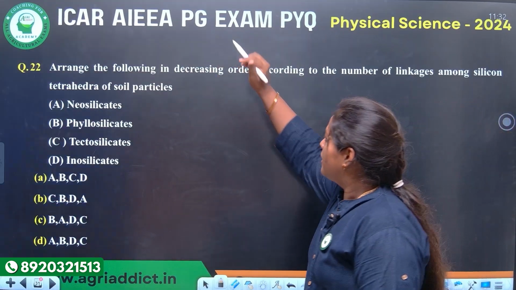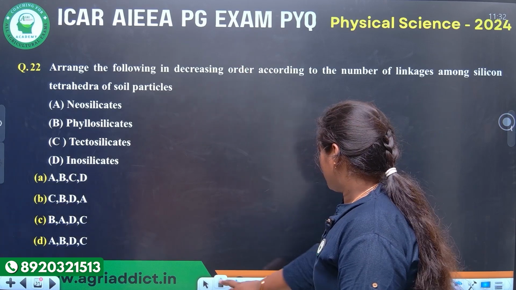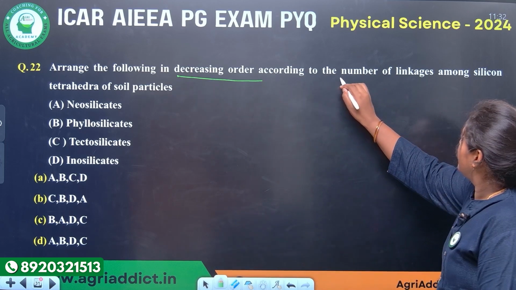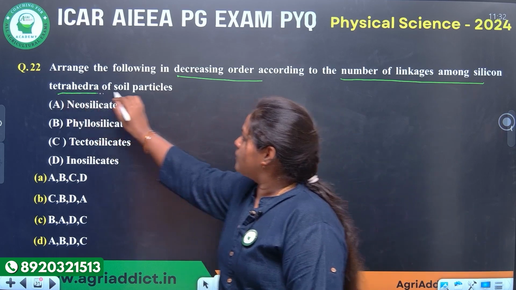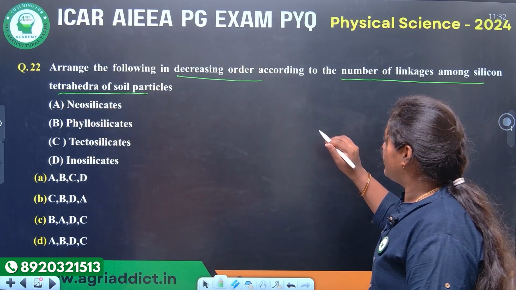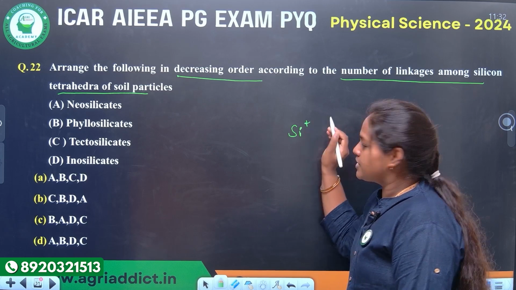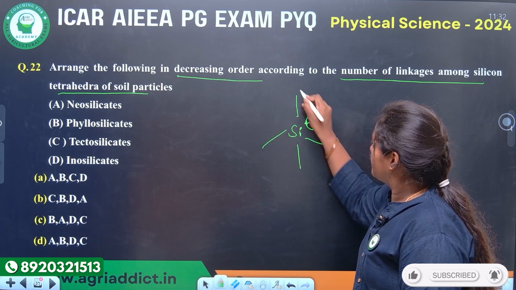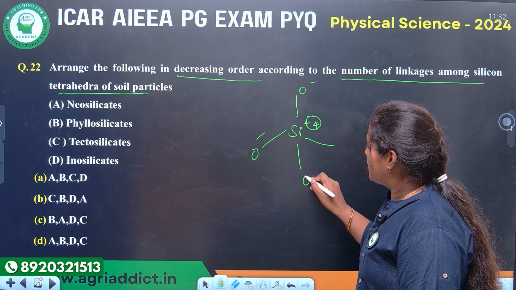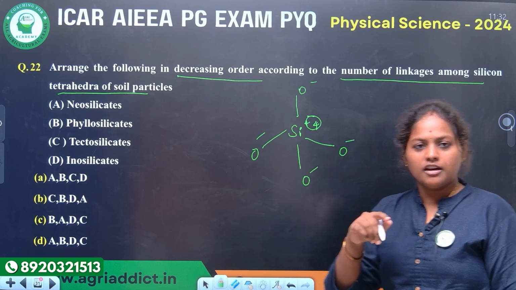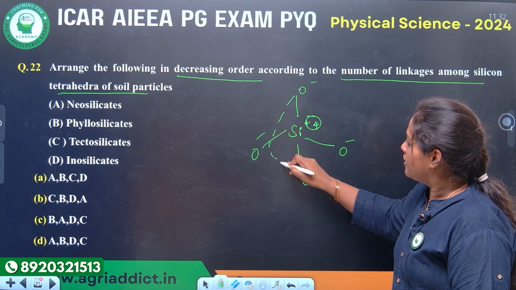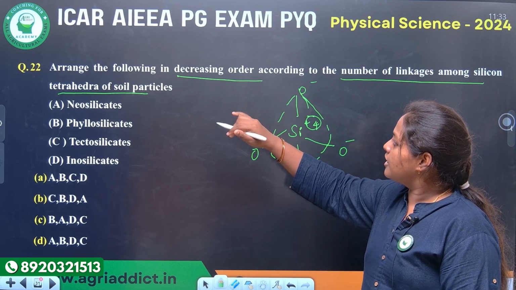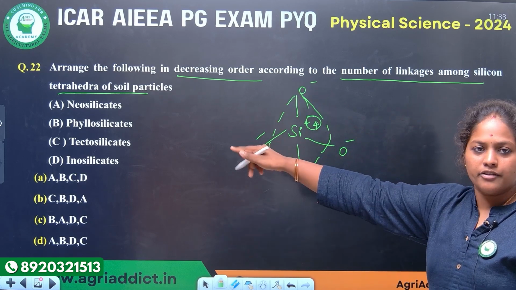Next, question number 22. Arrange the following in decreasing order according to the number of linkages among silicon tetrahedra of soil particles. We know silica tetrahedra means one central silicon atom carrying a positive charge of +4 is surrounded by 4 oxygen atoms carrying negative charge and sharing 1 charge each with the central silicon atom. So in this way, a silicon tetrahedron is formed and it is the building block for many silicate clay minerals. Here they are asking the decreasing order of silica tetrahedra in different phyllosilicates.